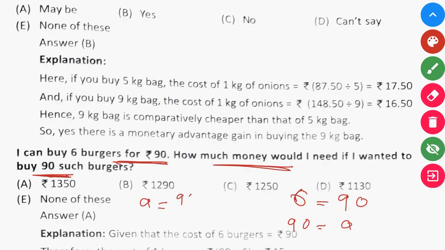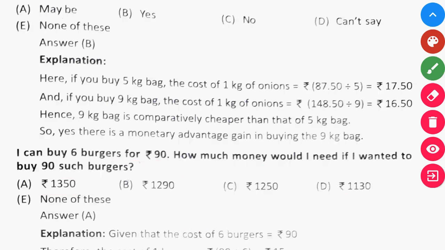So A is equal to 90 multiplied by 90 divided by 6. Now divide 90 by 6. So 6 15s are 90, and 15 nines are 135, and it becomes 1350. So the cost of 90 burgers is 1350.